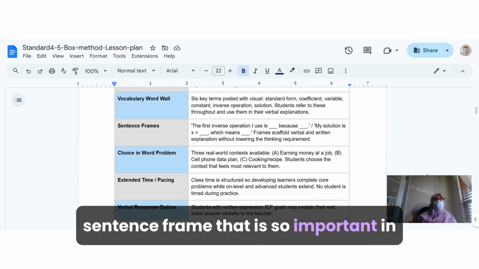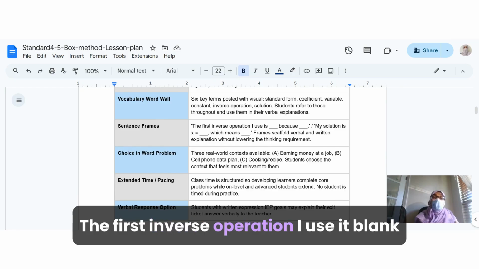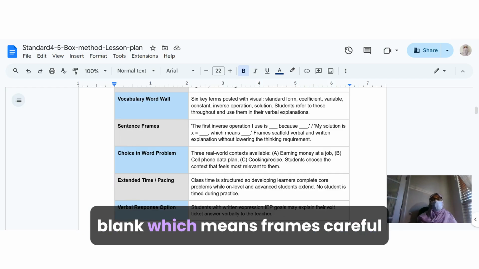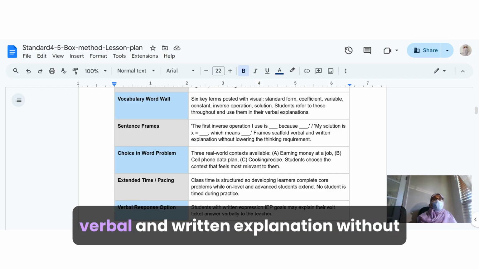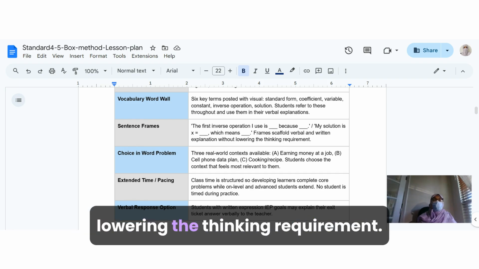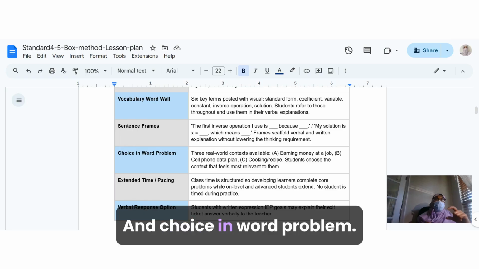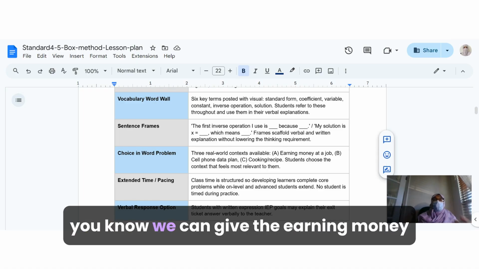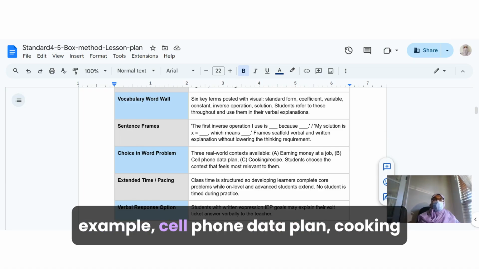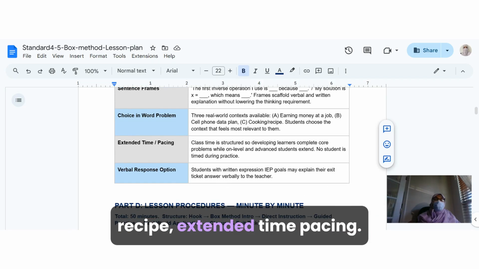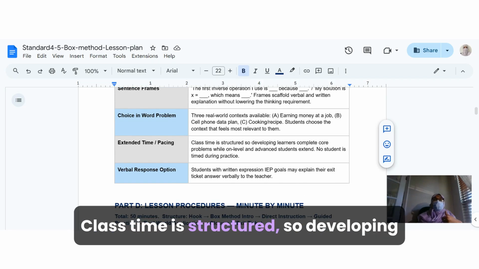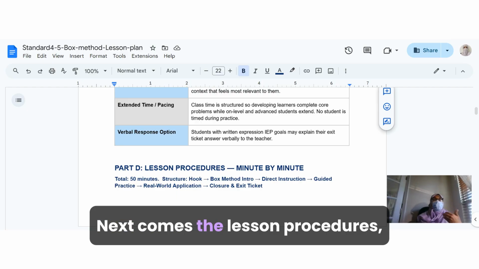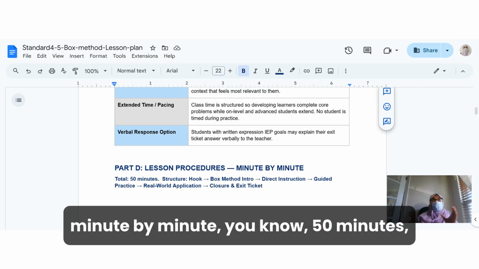Sentence frame, that is so important in special ed. The first inverse operation I use is blank, my solution is x equals blank, which means the frame scaffolds verbal and written explanation without lowering the thinking requirement. And choice in word problem, 3 real world contexts available, like earning money, cell phone data plan, cooking recipe. Extended time pacing, class time is structured so developing learners have a verbal response option. Next comes the lesson procedures, minute by minute, 50 minutes.